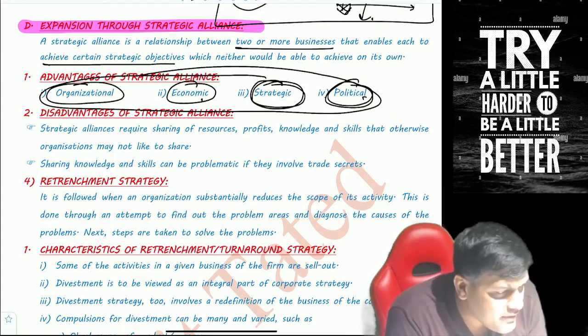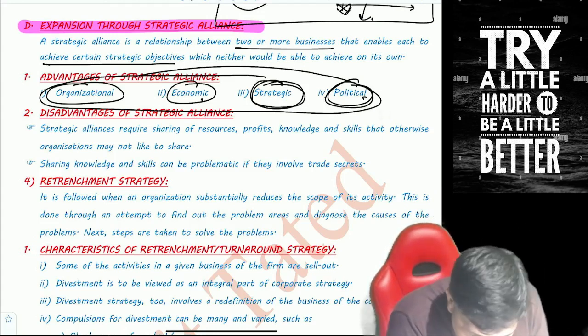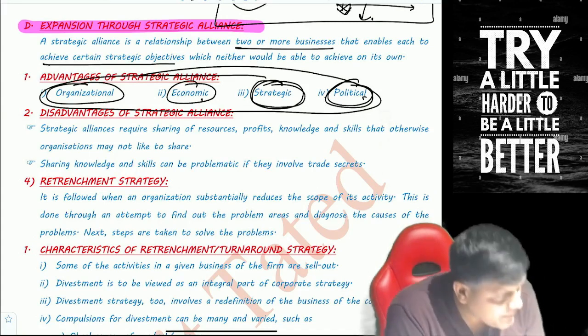Bharat Mata ki jai. Is everybody clear with this point? Strategic alliance, clear? Yes or no? So this is something we need to understand.